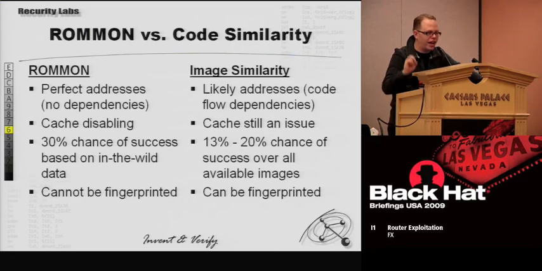You still have a cache issue. So even if I find the magic one address that's going to work on all the images, I still have that issue of disabling the cache that is solved for ROM-on, but it's not for iOS images. But it can be fingerprinted. So it's the more likely way an attacker will actually use a very expensive Cisco zero-day.